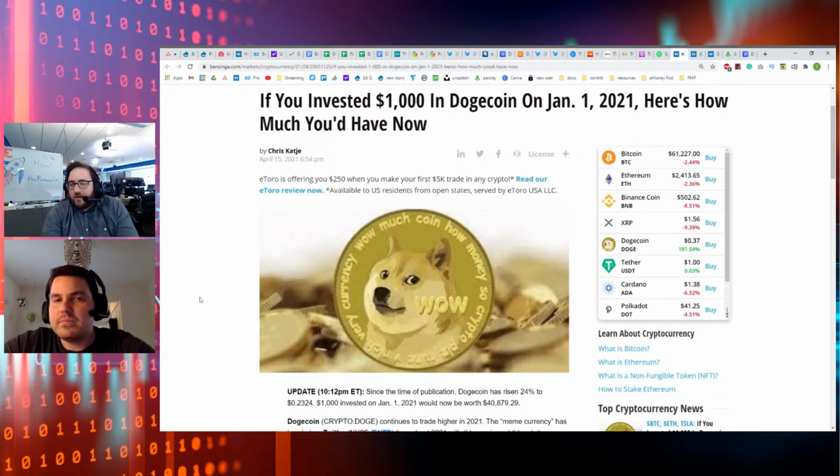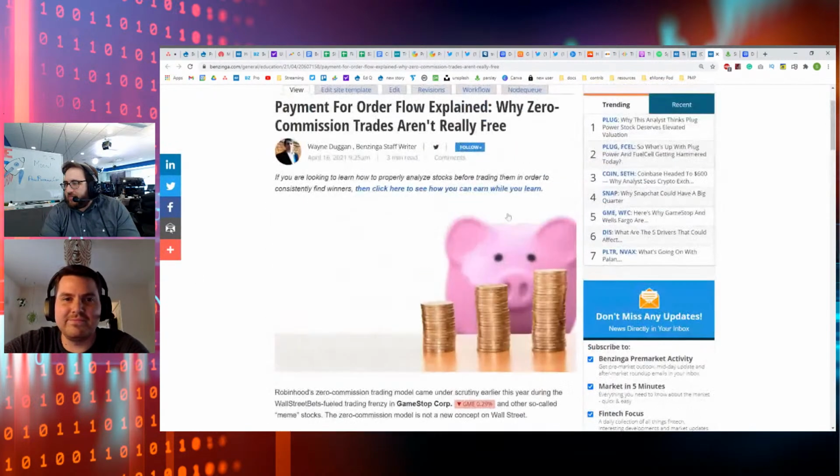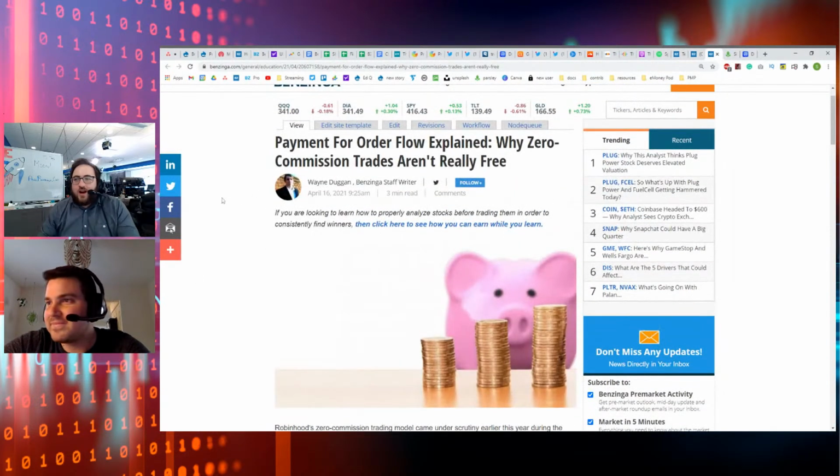That being said, Chubbs, this was the dessert. Let's give people their vegetables a little bit, in the form of an article that actually provides value in the form of education.